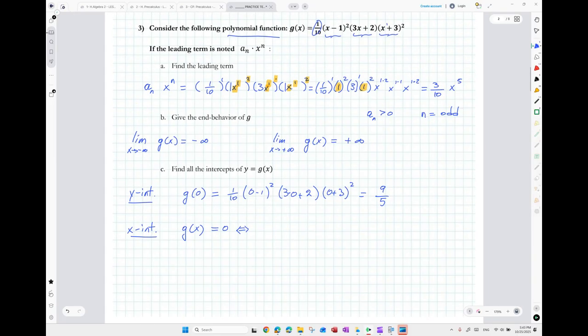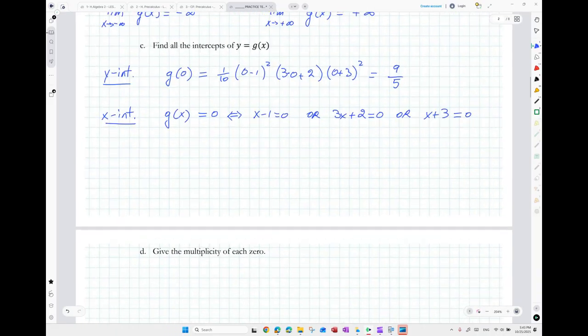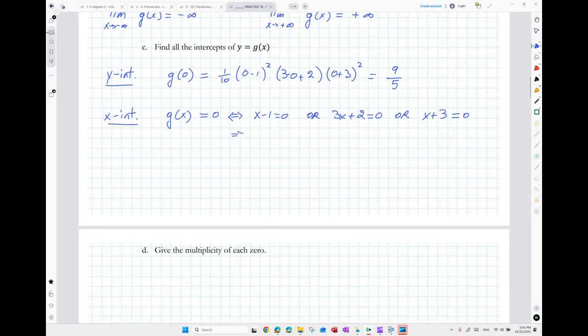So g of x equals 0 is equivalent to x minus 1 equals 0, or 3x plus 2 equals 0, or x plus 3 equals 0. And I can conclude that it's x equals 1 or x equals negative 2 over 3 or x equals negative 3.